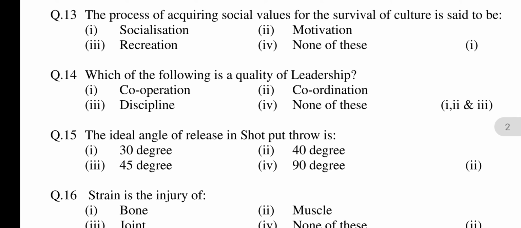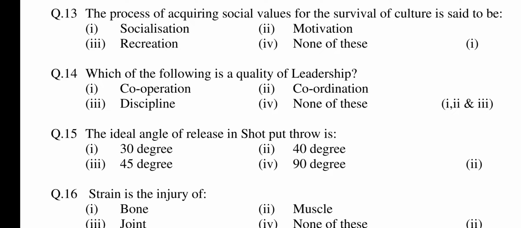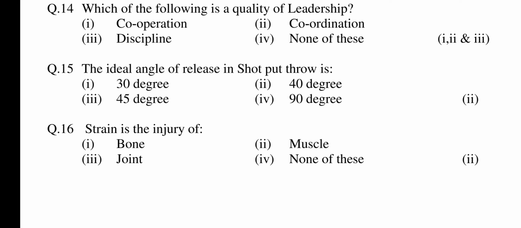Question number 13, the process of acquiring social values for the survival of culture is said to be: option first socialization, second motivation, third recreation, fourth none of these. Answer is option first, socialization. Question number 14, which of the following is a quality of leadership? Option first cooperation, second coordination, third discipline, fourth none of these. Answer is option first, second, and third.